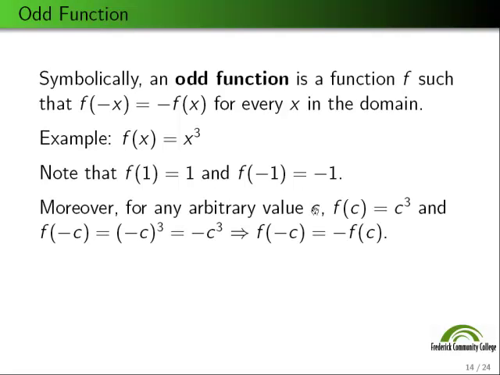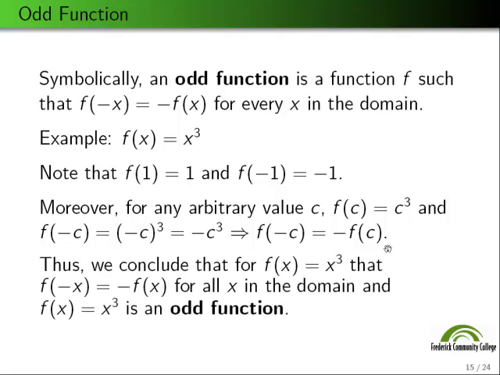So for an arbitrary value c, f of c equals c cubed, and f of negative c is negative c cubed, which is the same as just applying the negative to the c cubed. So this implies that f of negative c equals negative f of c. That is, f of negative c equals negative c cubed, which is the negative of the output of f of c. So we can conclude that f of x equals x cubed is indeed an odd function.